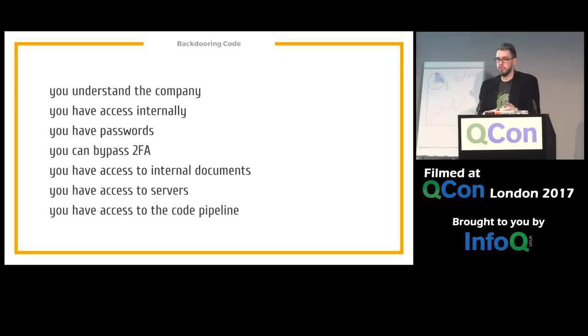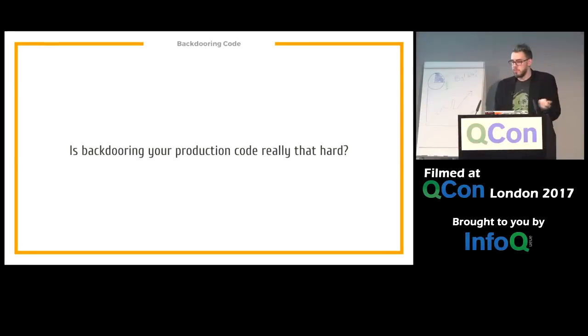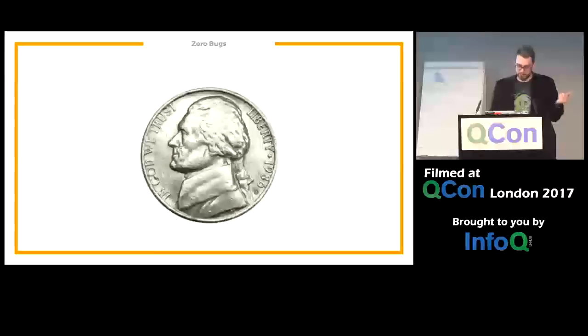You also have access to the servers. You probably have access to the code pipeline. So the question is, is backdooring your production code really that hard? Even if you've written all the code correctly, even if there are no bugs, is introducing a bug or a backdoor, or changing how it functions, or stealing your signing cert to get into the App Store really that hard? I think no, even when you have this.